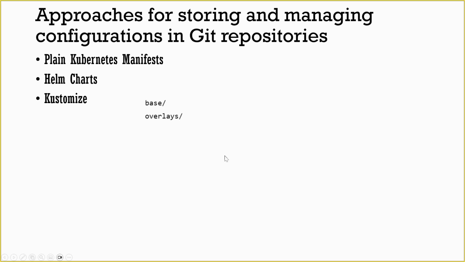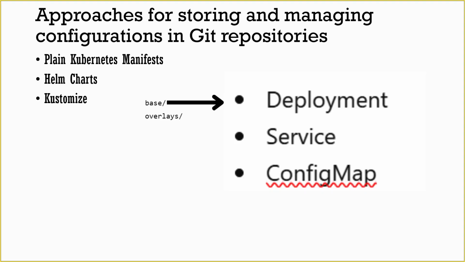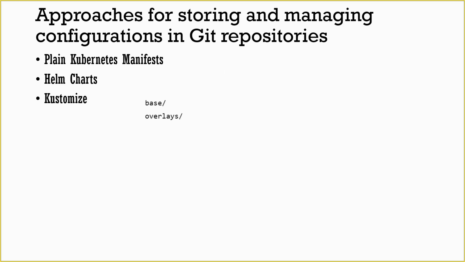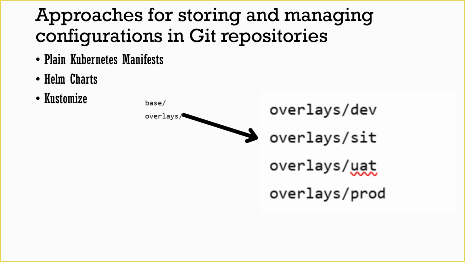The third approach is Kustomize. The base directory contains the common Kubernetes manifest that are shared across all environments. For example, deployment, service, config map, and other common resources. The overlays directory contains environment-specific customization. For example, for dev, SIT, UAT, production, etc.